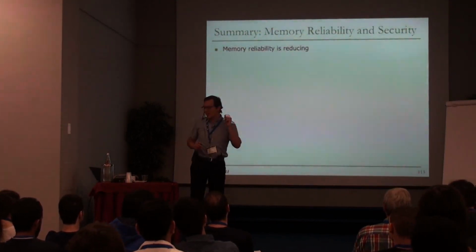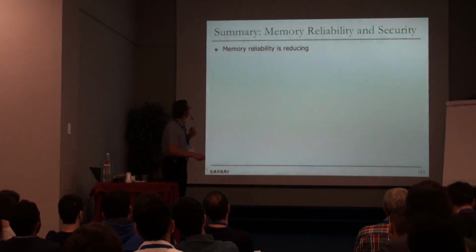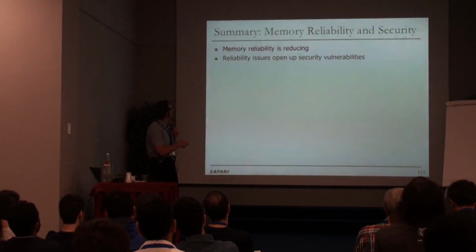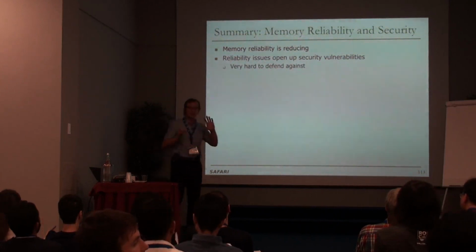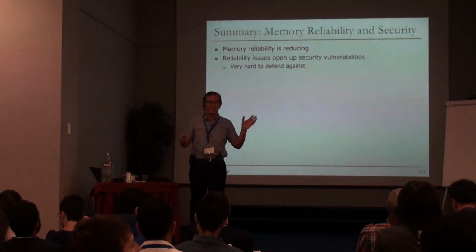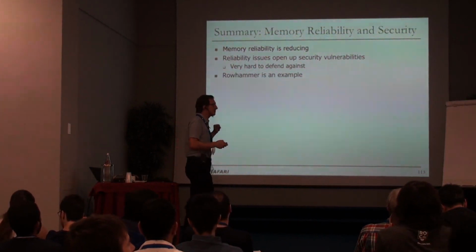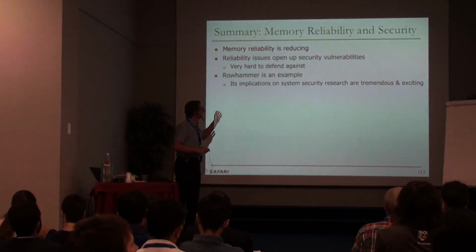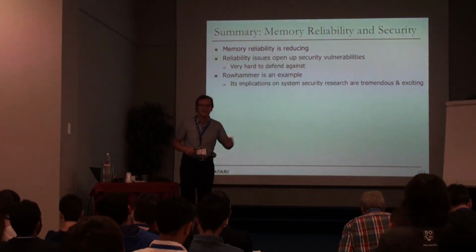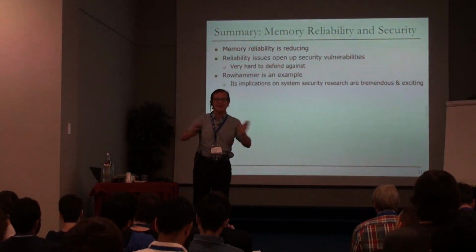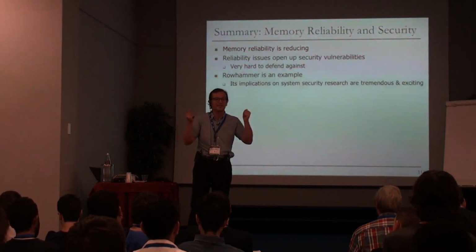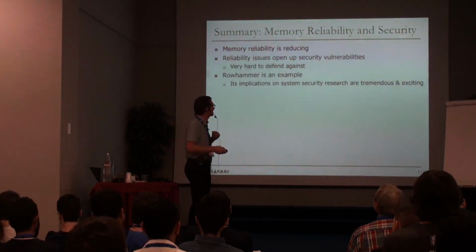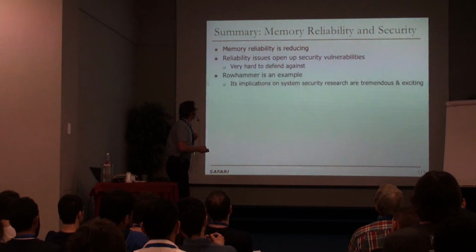Okay, basically, let me summarize this second topic. Basically, memory reliability is reducing, and reliability issues open up security vulnerabilities, and these could be very hard to defend against. Rowhammer is a very interesting example, I think. Its implications on system security research are tremendous and exciting, and there is always a new Rowhammer attack that's happening. I think I didn't even cover the last one. There was an attack on Rampage that's recent. That was very recent. You can take a look at it. If you search for it, you'll find it.